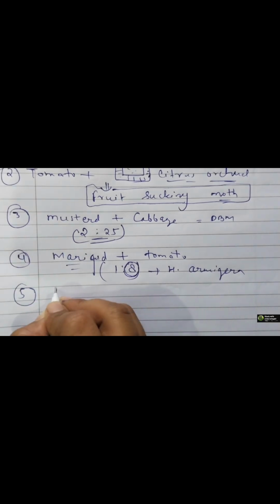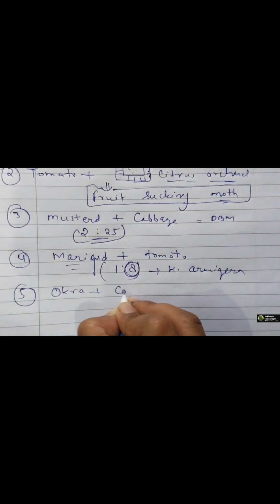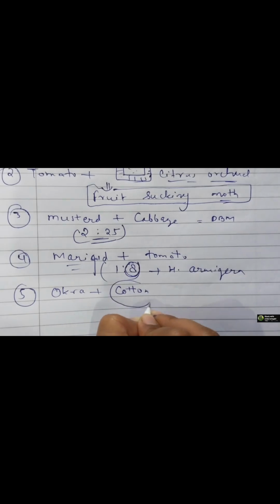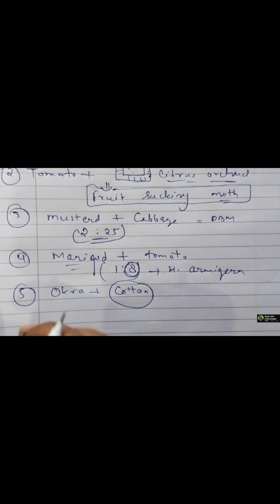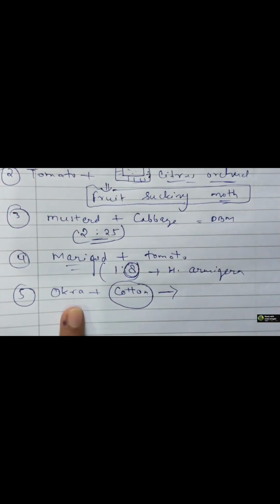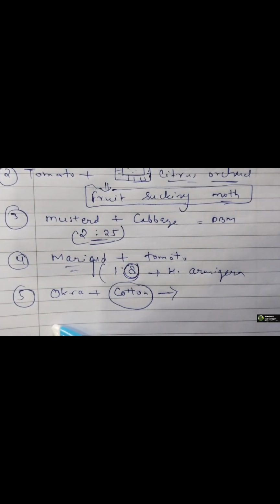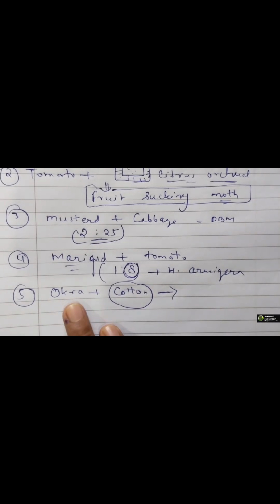Next, most important, is okra plus cotton. We all know that almost all pests which infest cotton also infest okra. That's why okra is planted with the cotton crop for all the pests of cotton. And these are the most important trap crops recommended: for chilies, castor; for citrus orchard, tomato; for cabbage, mustard; for tomato, marigold. Likewise in cotton, okra is the most important trap crop.